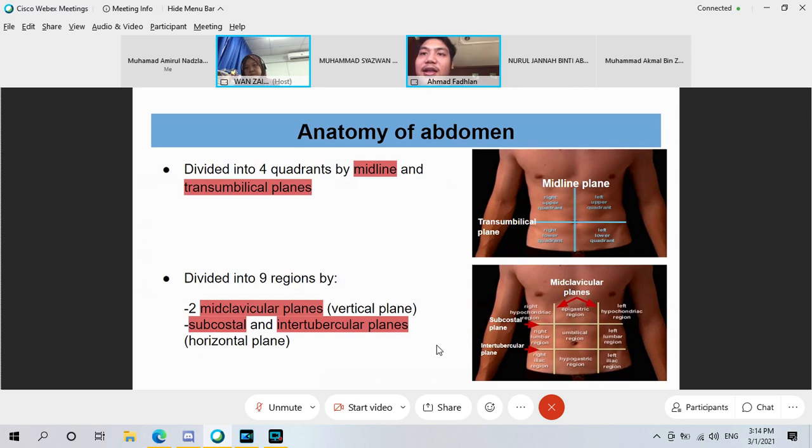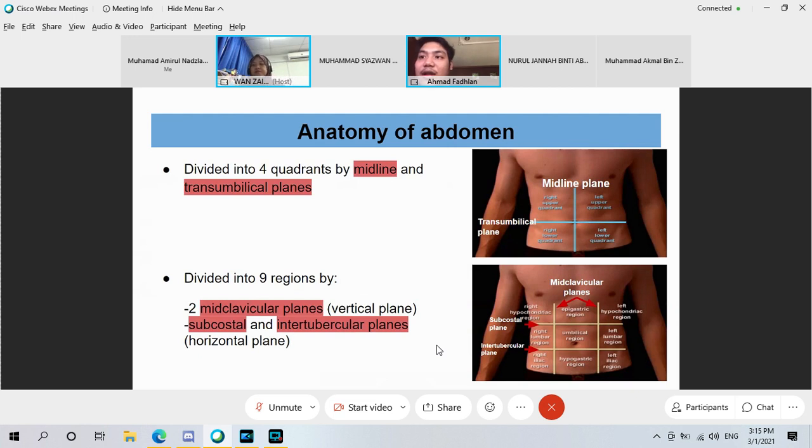So first of all, abdomen can be divided by regions or by quadrants. By quadrants, it is divided into 4 quadrants by the midline plane and transumbilical plane. So there are 4 quadrants, which is right upper quadrant, left upper quadrant, right lower quadrant, and left lower quadrant. And for the regions, it is divided by the 2 midclavicular planes, subcostal plane, and intertubercular plane. So there are right hypochondriac.